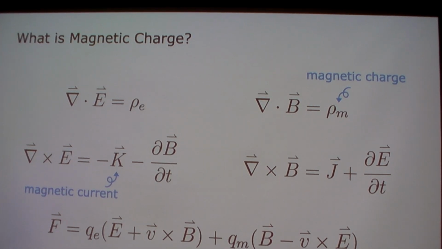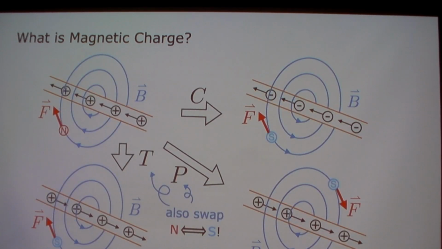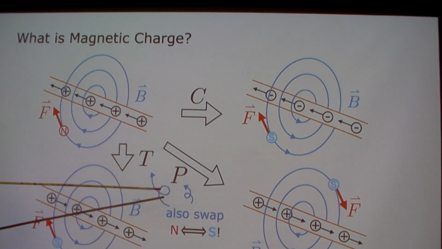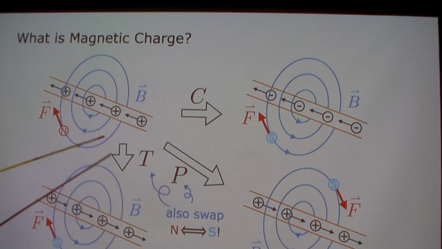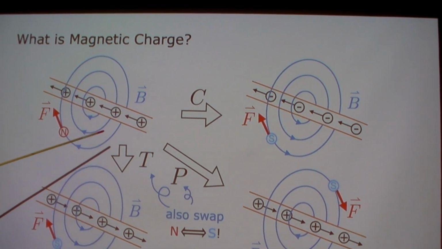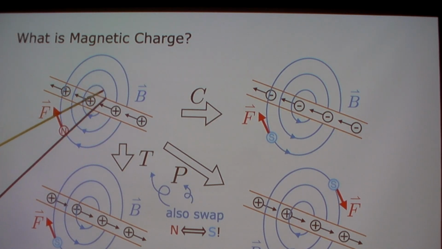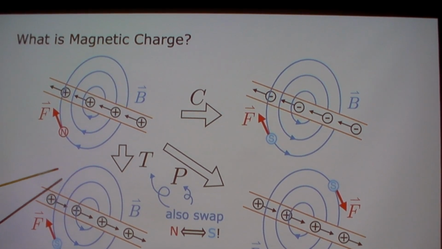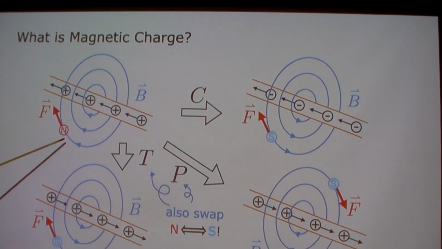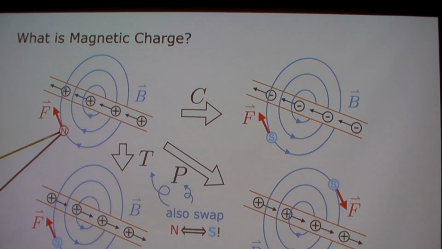The way we know how to generalize this to quantum theory is to look at the discrete symmetries, which are charge conjugation, parity, and time reversal. Let's consider a simple case where you have a line of electric particles moving this way, and these particles generate a magnetic field. If you have a magnetic charge with positive charge, which I denote as the north pole, then the force you get will be in the same direction as the magnetic field, like this.